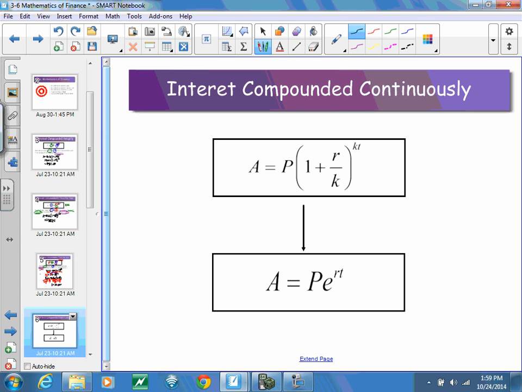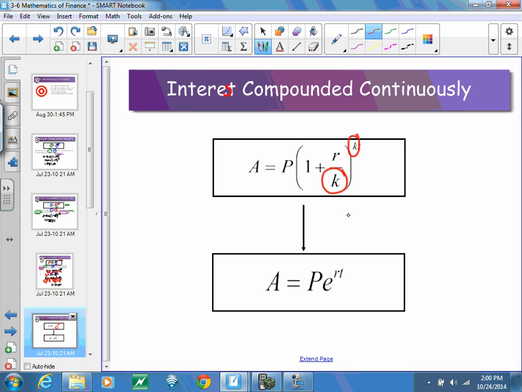Now the next one talks about interest, sorry, this is interest up here, that's being compounded continuously. What that means is that you are constantly, every second, every half of a second, getting interest that's being added onto your account. So when we talk about the formula we just did and we say, okay, everything's being compounded daily, we'd have K is equal to 365. Well, if it was hourly, that K value would be even larger. If it was every minute, it'd be even larger.